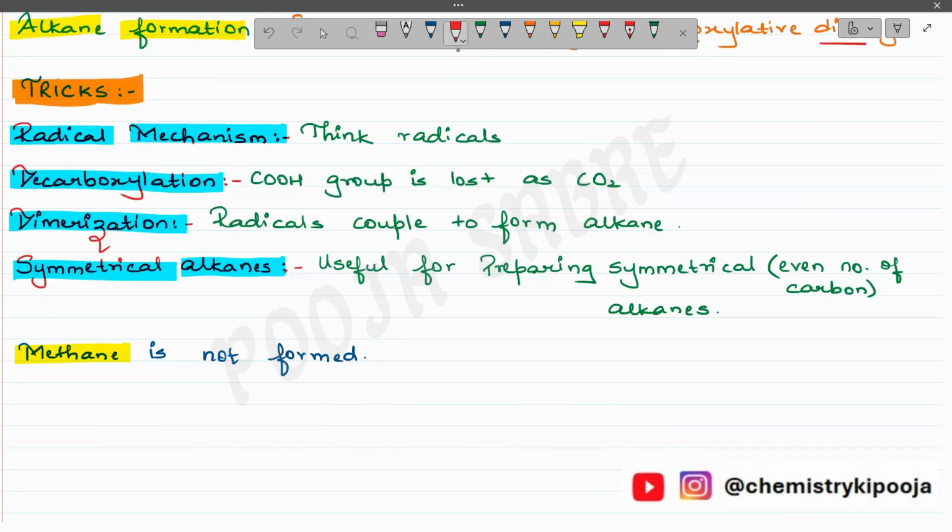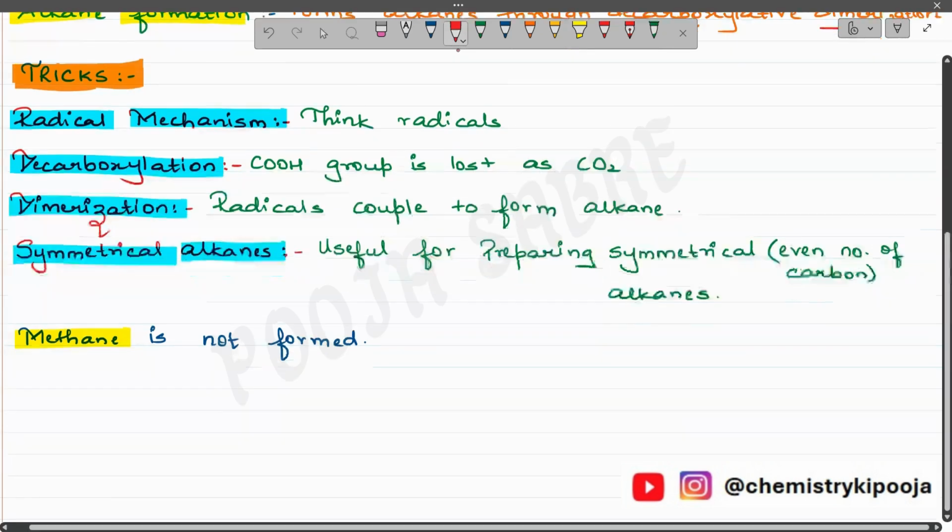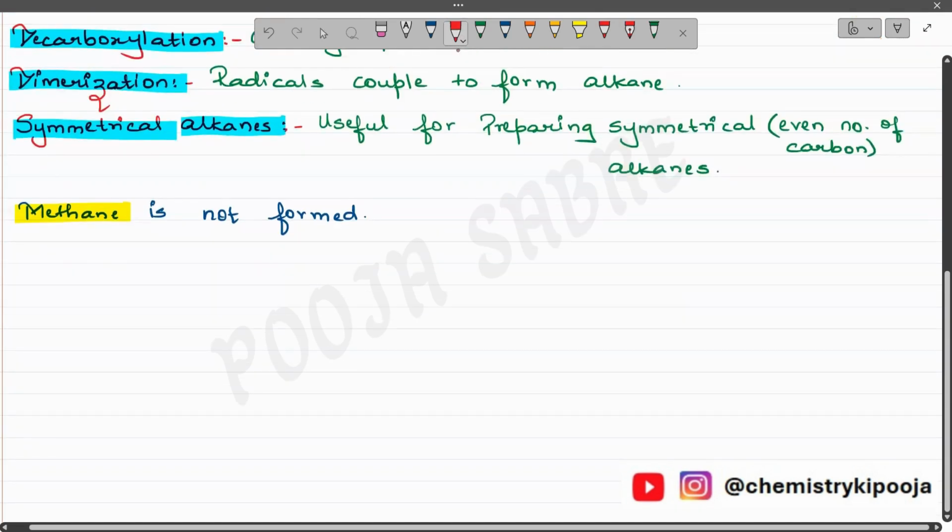And always remember, students, we are going to prepare symmetrical alkanes through this reaction. Symmetrical means even number of carbon containing alkanes. And lastly, very important, we cannot prepare methane through this process. Through this electrolysis, we cannot prepare methane.